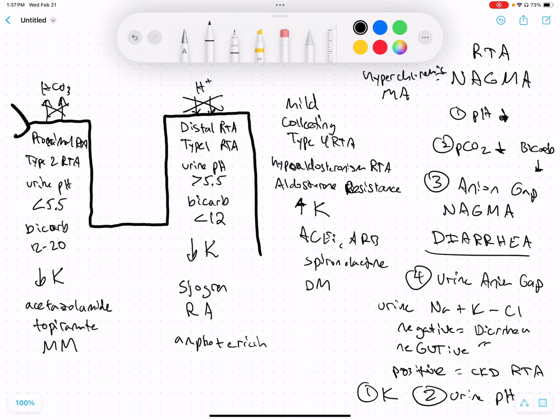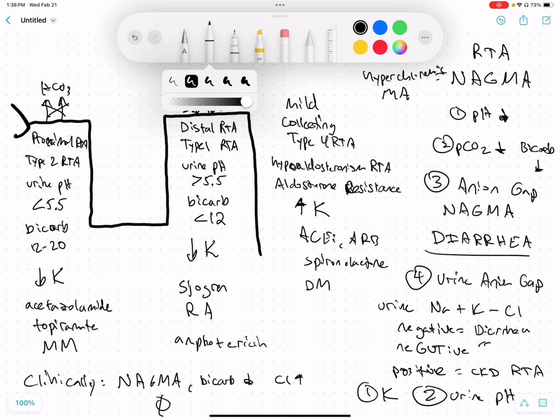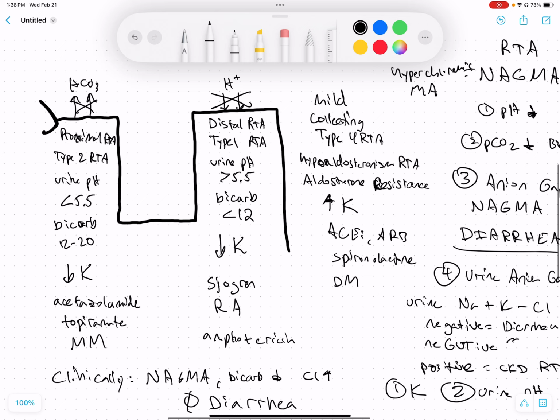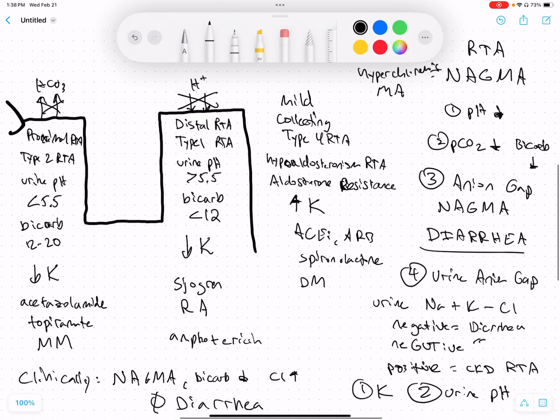The way I want you to think about this clinically, if you have a patient who has a non-anion gap metabolic acidosis, you'll see that their bicarb is low. You'll see that the serum chloride is high, serum bicarb is low. And if they don't have diarrhea, then that's when you can start thinking about this renal tubular acidosis.